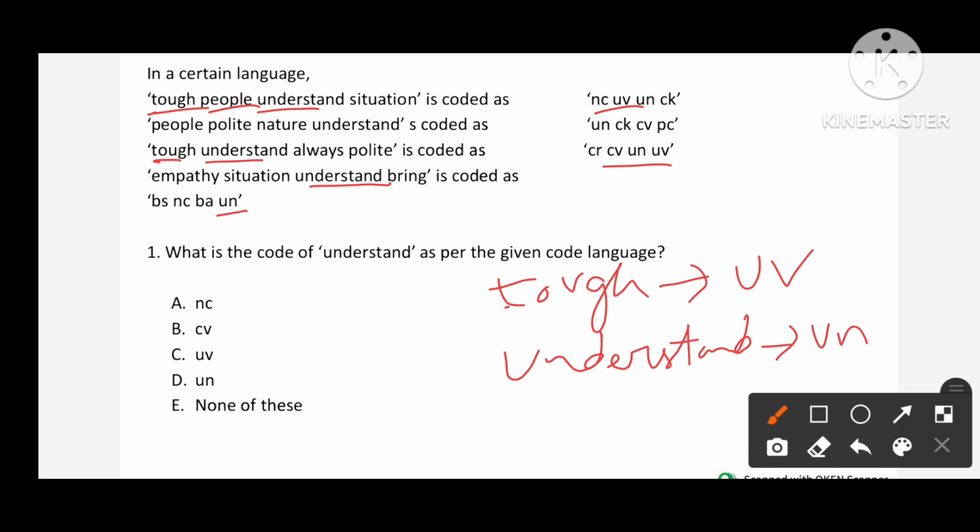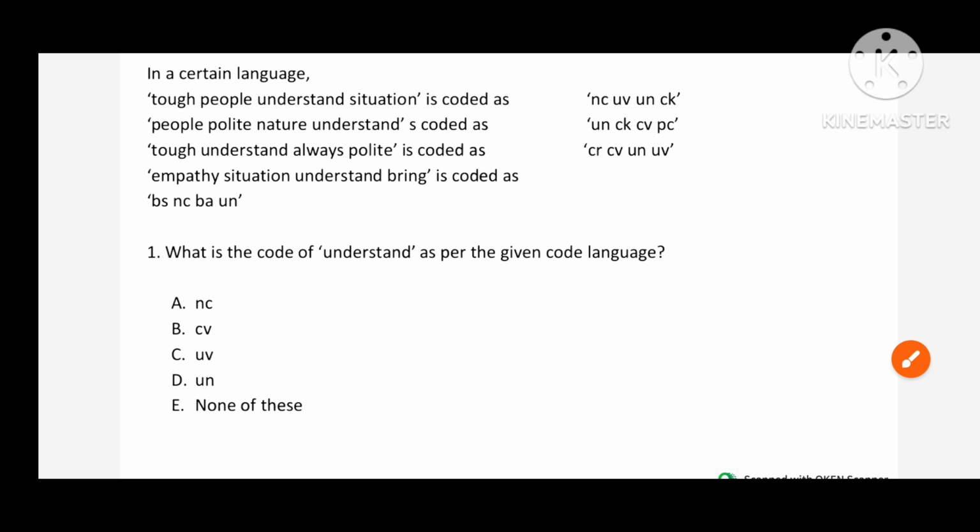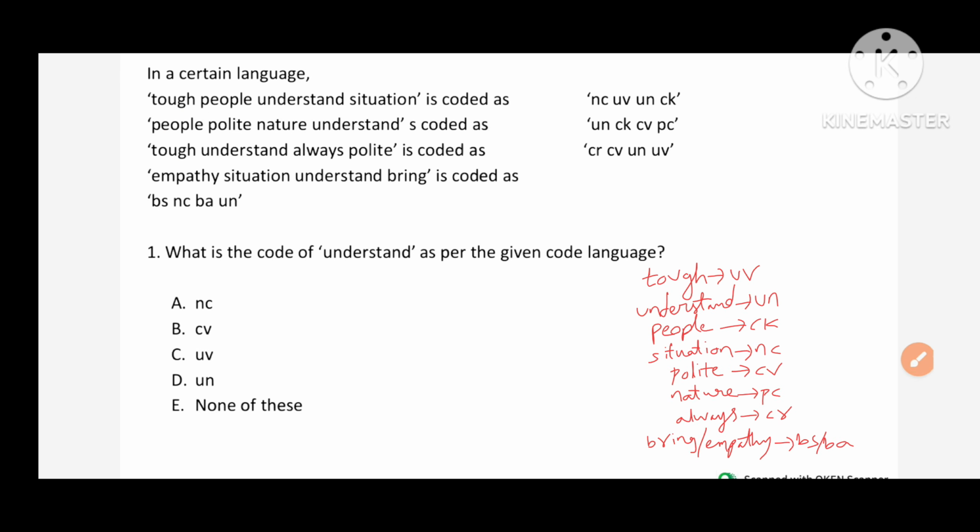Next one, people. People is common in these two, so the common word is people, and the common code here we have is CK, so CK is the code for people. By this we are going to decode all the words and note a table, and we got this as our table. Now we are going to see what are the questions that are asked.